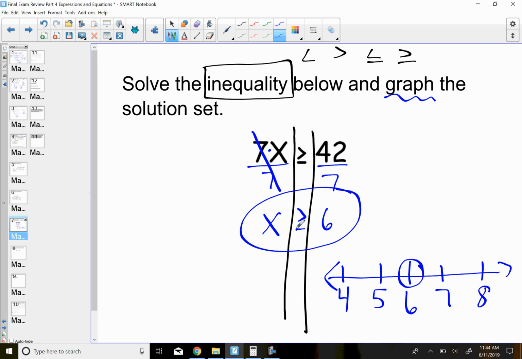6 is included because there's the or equal to, so I'm going to color in this circle. And then I want to say all the values greater than or equal to 6. So greater than would be the 7, 8. 5 and 4 would be less than. So I'm going to shade nice and bold right over that number line, all the way across, right on top of that arrow. This is the graphic representation of x is greater than or equal to 6.